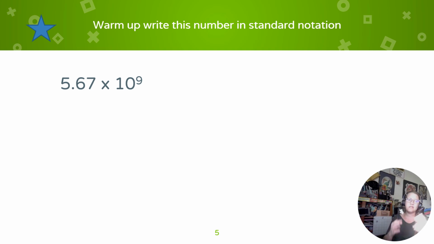So this one we're going to do the opposite of what we just did. We need to take this number that's already in scientific notation and we need to turn it into a standard form number. All right, so right there it tells us warm up. Write this number in standard notation.